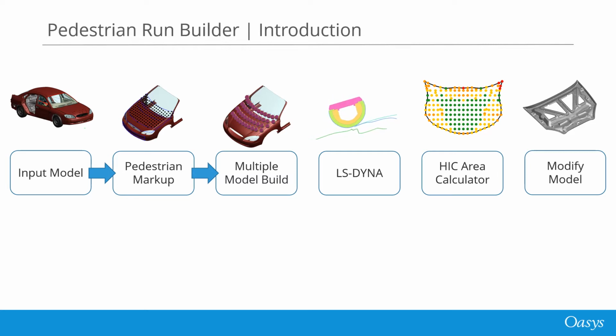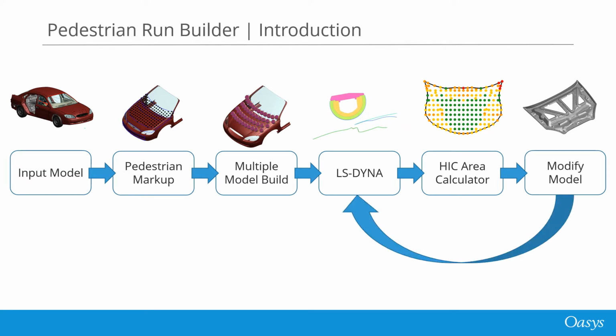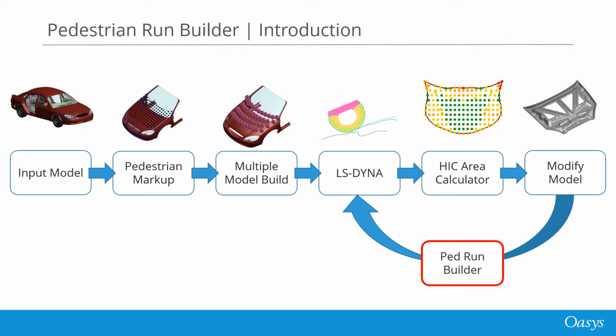Those analysis files would be analyzed using LS-DYNA, the points processed, and for the head impact load cases, we could use the Hick area calculator to further mine those results. We may then make modifications to our model to improve the results, and at this stage we would resubmit those analyses into LS-DYNA. The Pedestrian Run Builder is a new tool that fits into this feedback loop when we've modified a model and want to resubmit it into LS-DYNA.